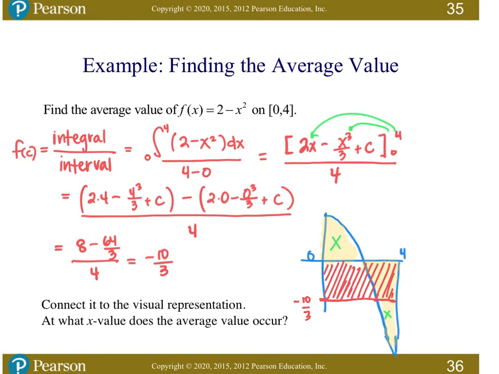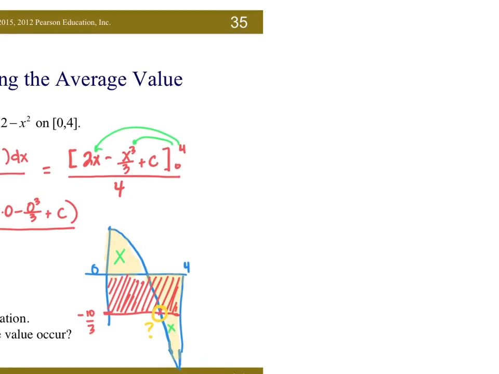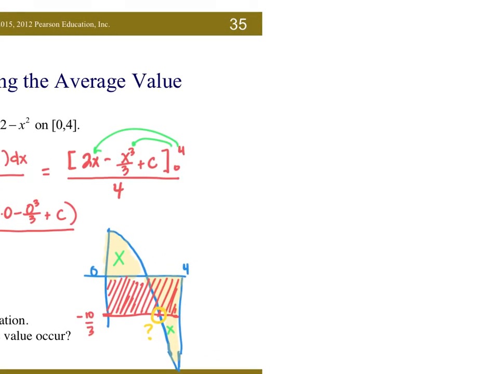The final question is, at what x value does the average value occur? So this is a little bit of algebra there. The question is, where is this intersection spot happening? Okay, well, that intersection spot is happening where negative 10/3 crosses the parabola line. So you got to do a little math on the side, but it's not terrible. So where negative 10/3 crosses the parabola line, 2 minus x squared, and then we'll solve that.